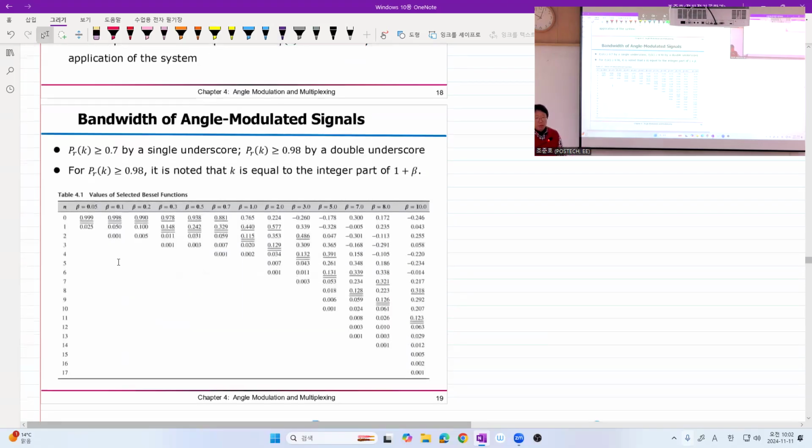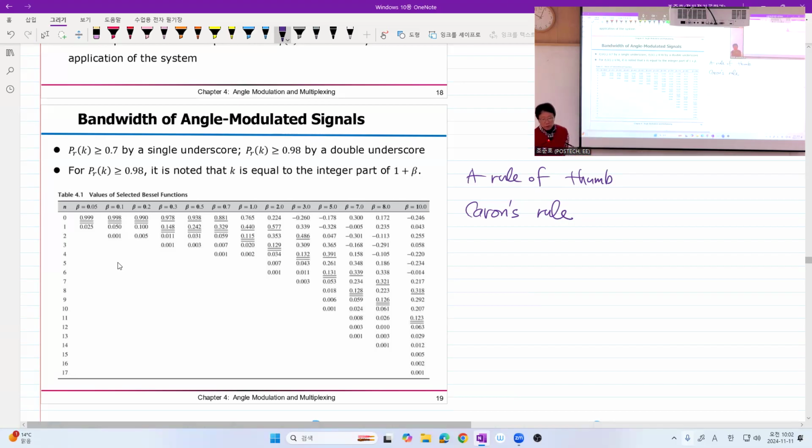And here goes the table. So Carson, in the early stage of FM or angle modulation, just took this table and looked at it carefully and found a rule of thumb. A rule of thumb is what? It's not a rule. It's just, in Korea, 그런 것 같더라.